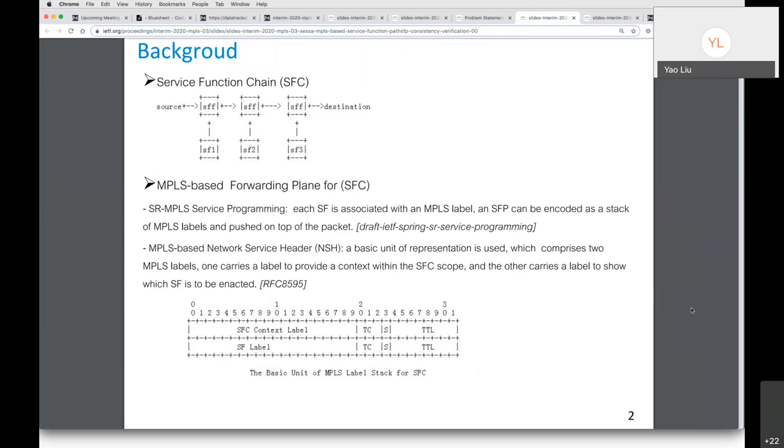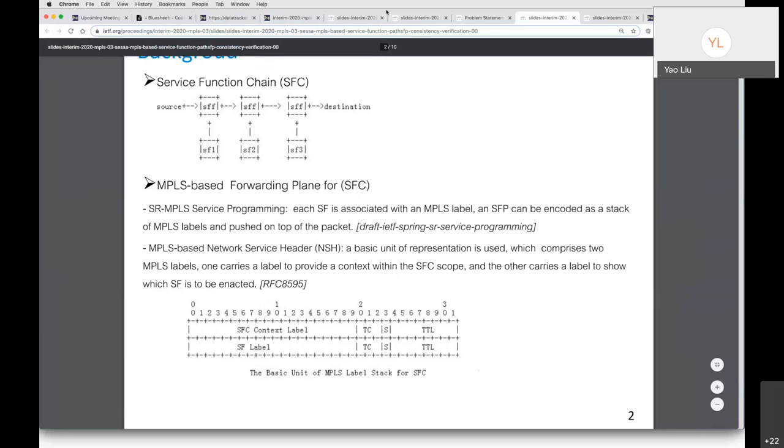The basic unit of the label stack comprises two labels. One provides a context within the SFC scope, and the other carries a label to show which service function is to be enacted. And in MPLS, LSP ping is used to verify the data plane against the control plane. And this draft proposes extensions of LSP ping to allow verification of the correlation between the control or management plane and the data plane state in MPLS-based SFC.